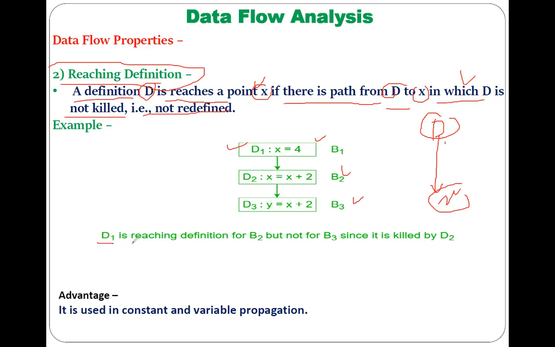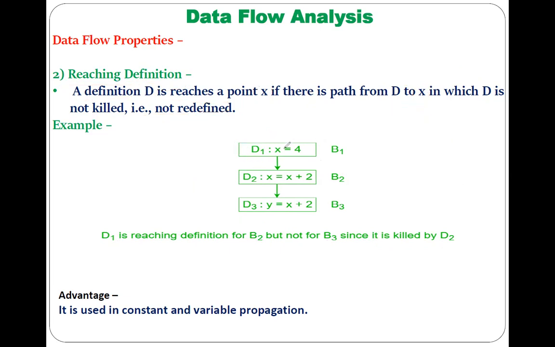D1 is a reaching definition for B2, but not for B3. Now what is the reason behind that? The reason is that it is getting killed by D2. It is getting killed by D2 in the sense that the value of x is getting modified at D2. That is the reason D1 is not a reaching definition for D3.